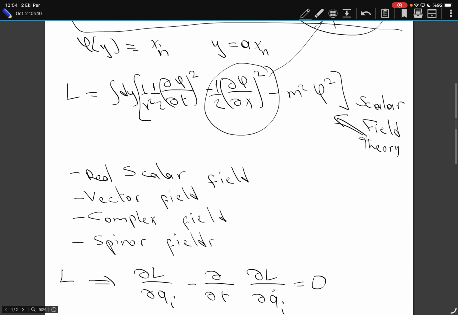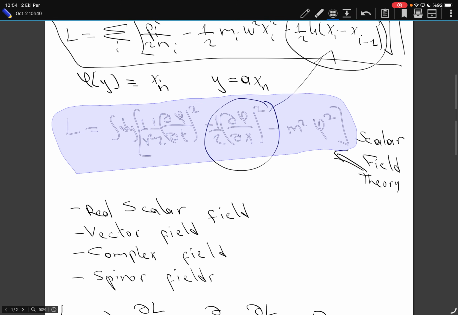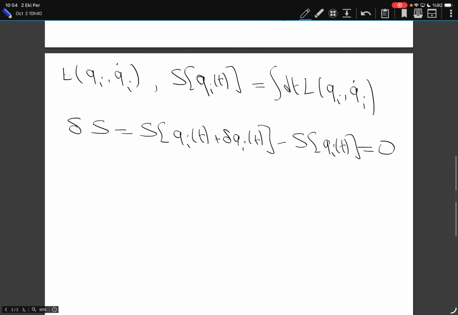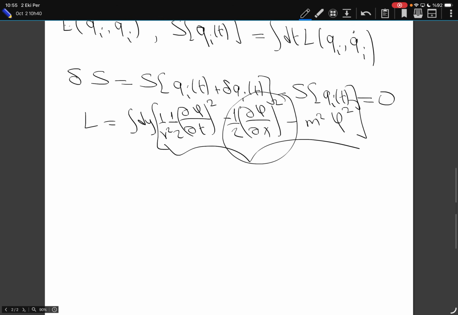Well, let's look at my field theory. We will do more or less exactly the same thing. This is what I call my Lagrangian. Keep in mind that now my Lagrangian density depends on my field, the time derivative of the field, and the position derivative of my field. It depends on all three.